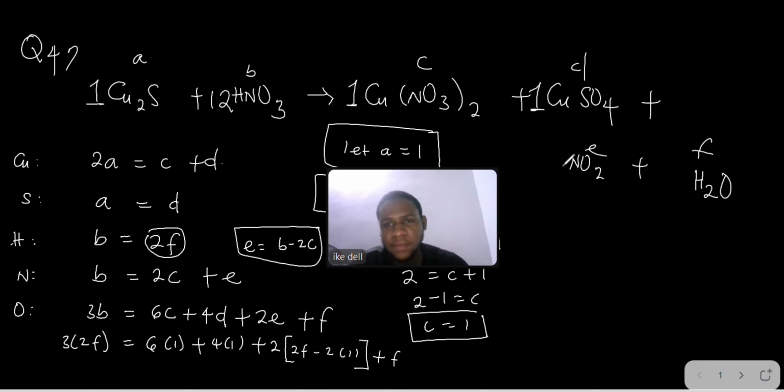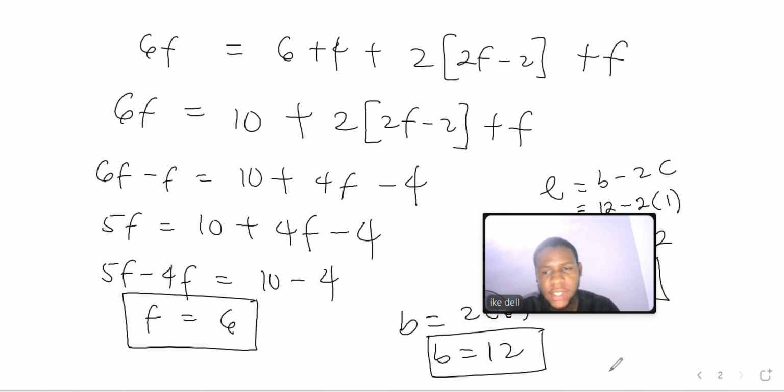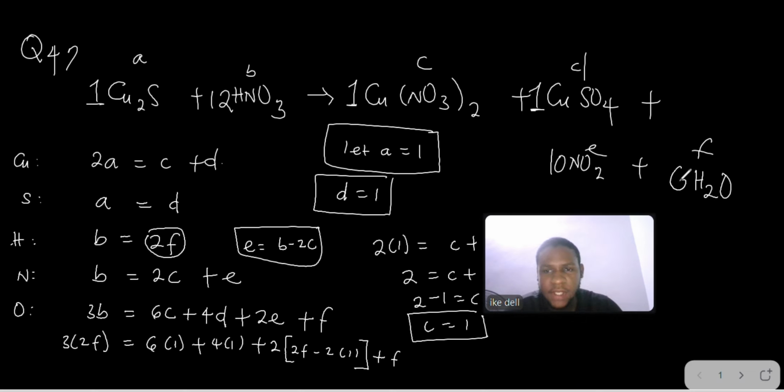So E is 10, and then F is 6. F is 6. But be rest assured, when you do the math, you just get it, right? You get it. All right, so let's check. Copper is 2 on the left, copper is 2 on the right, sulfur is 1 on the left, sulfur is 1 on the right. Hydrogen is 12. Yes, hydrogen is 12 on the left. On the right is 6 times 2, 12.